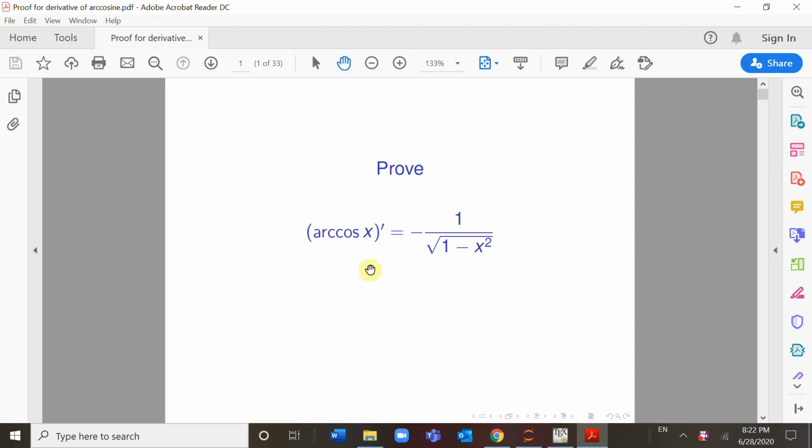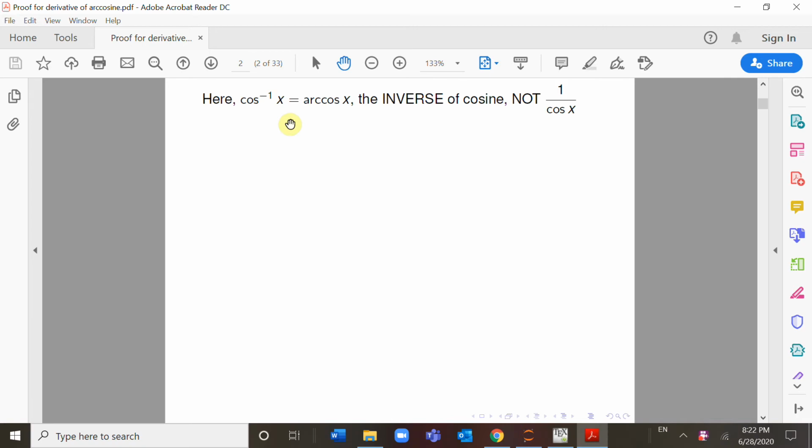Let's derive the formula for the derivative of arc cosine x. Another notation for this inverse cosine is cosine to the negative 1. This is not 1 over cosine x. It's arc cosine x, the inverse of the cosine.